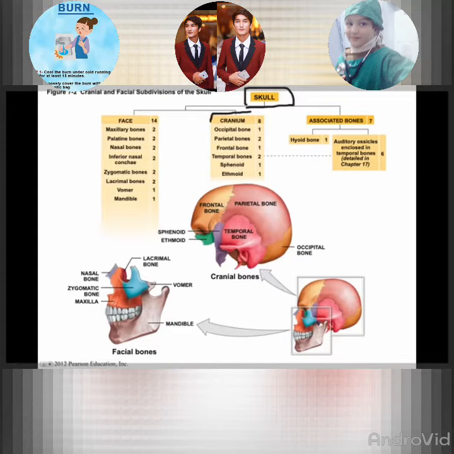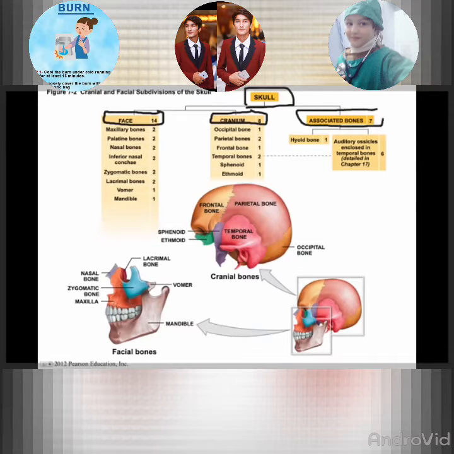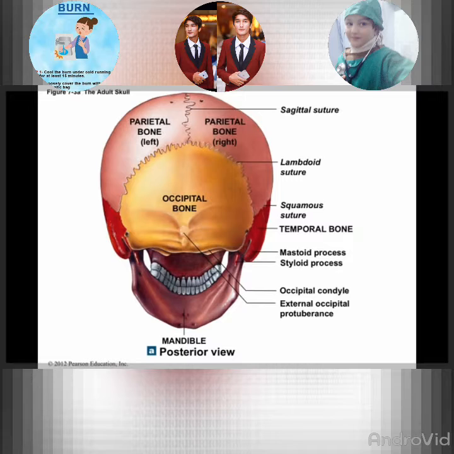The large bones of the skull are the cranial bones, and the cranium has 8 bones. The smaller bones of the skull are the facial bones, and there are 14 of those facial bones. There are also 7 associated bones in the skull. First, we'll go over the 8 cranial bones.